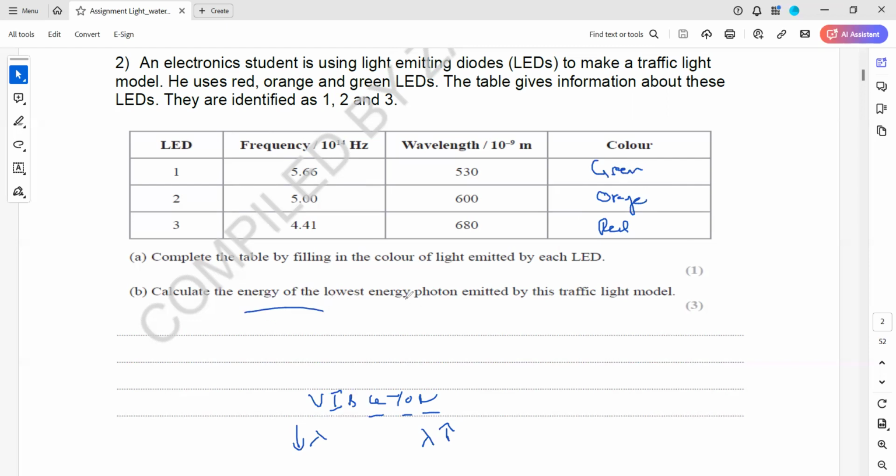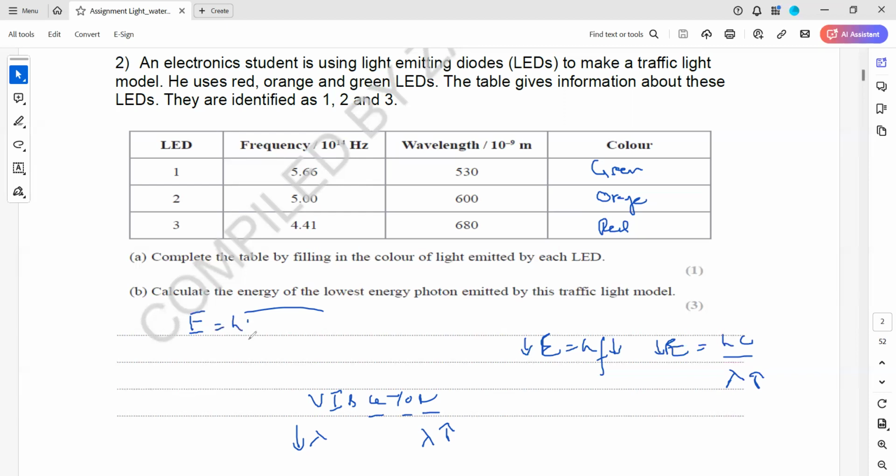Calculate the energy of the lowest energy photon emitted. So lowest energy photon means the one with, because we have the formula E equals hf or E equals hc over lambda. So lowest energy means lowest frequency or longest wavelength. So the one which has the smallest frequency or the longest wavelength will emit the lowest energy photon. So in this case, we have to use red.